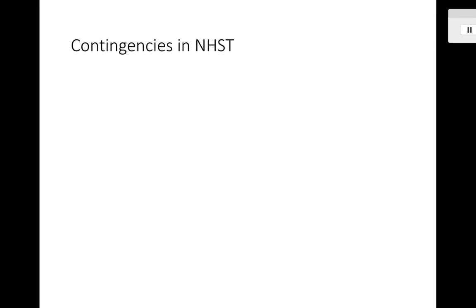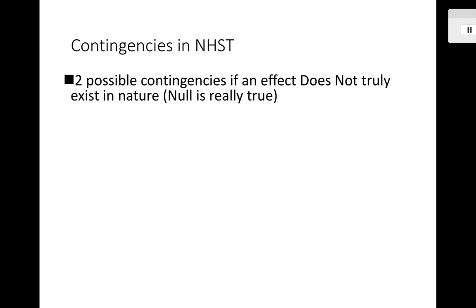Now, there are some very important contingencies that we have to think about in terms of null hypothesis significance testing. Because two possible contingencies exist if an effect does not truly exist in nature. So in other words, in reality, the null hypothesis is supposed to be true. Okay? So here, one possible result that may happen in null hypothesis significance testing is the following: that you find a false effect.